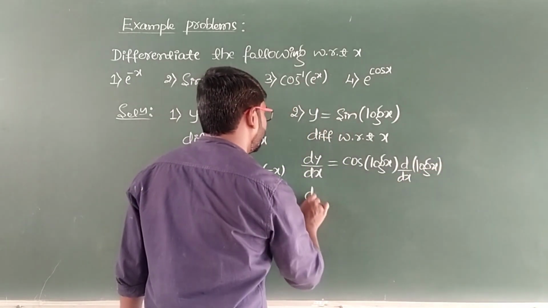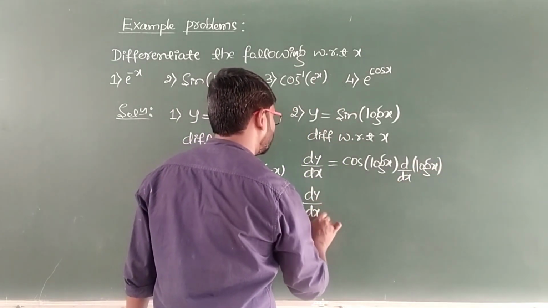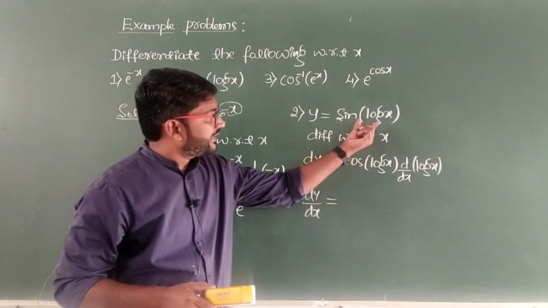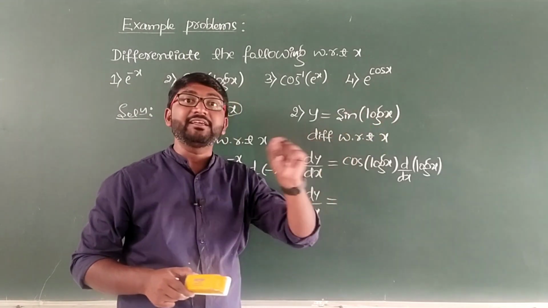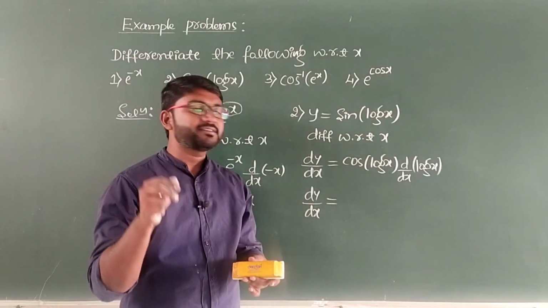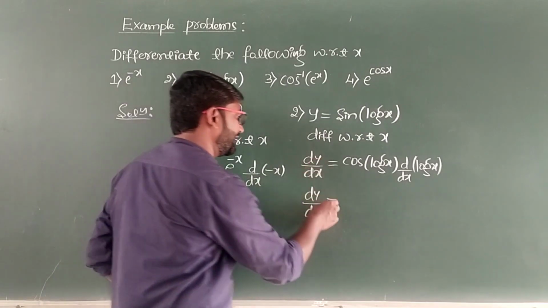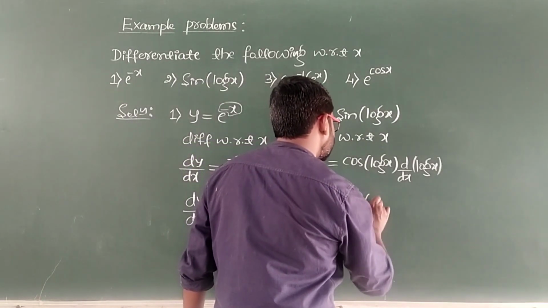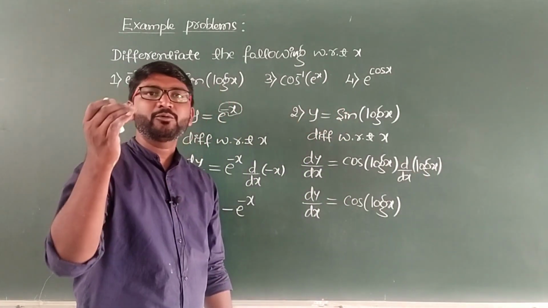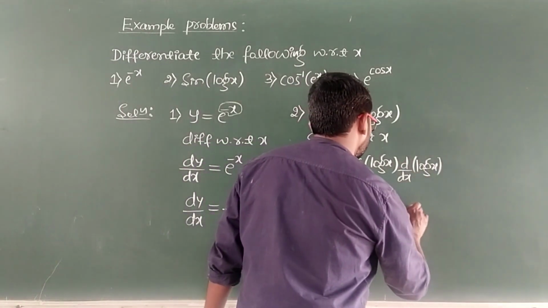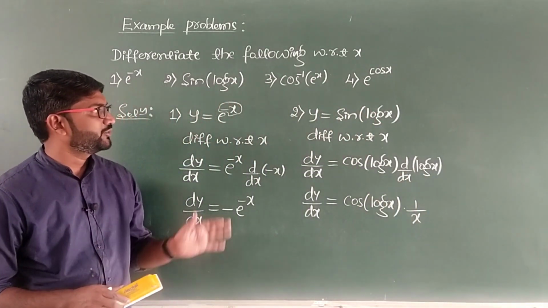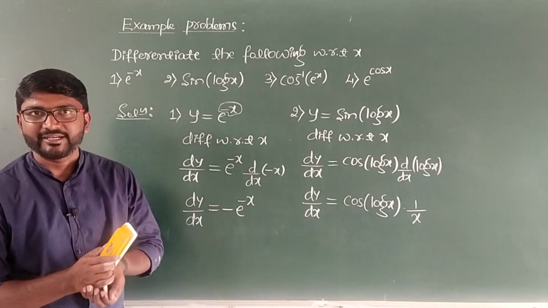So now dy by dx is equal to, I said this while discussing the properties: if you just write log x, it means log x to the base e. Until the entire chapter is finished, you should consider log x as log x to the base e. So then cos of log x, and now what is the derivative of log x? It will be 1 by x. So this is the answer for question number 2. Note down these two and then we'll take up question number 3 and question number 4.